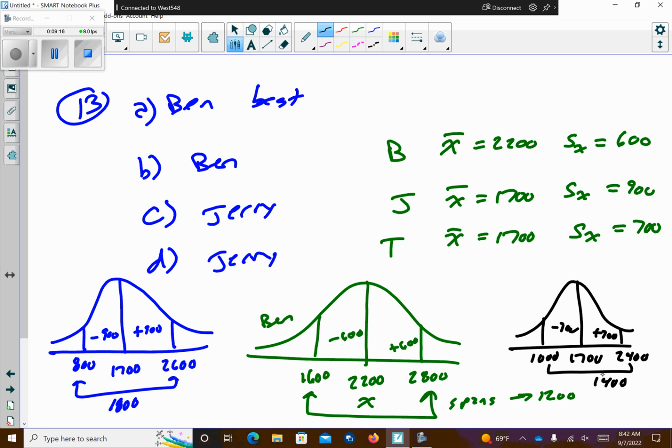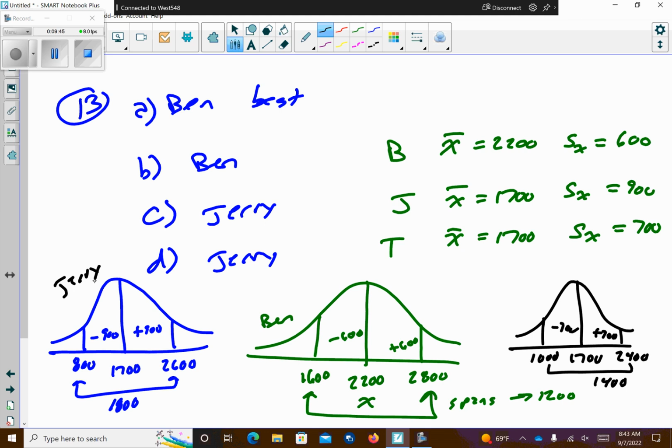And then letter C, who is the least consistent? The least consistent salesperson has to be Jerry because his standard deviation is so wide. He could range from selling $800 a month all the way up to $2,600 a month. And this normal curve that we've drawn, I'm basically showing you the very first picture. So that's why Jerry is the least consistent.